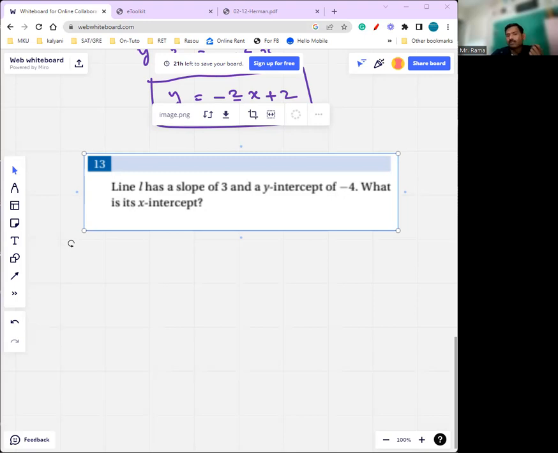So they give you the slope and they give you the y-intercept. So take y equals mx plus b format, and then just find the x-intercept. X-intercept means y equals zero. That is the hint, okay? Let's give it a try. Just give it a try. The more you try, the better it is.